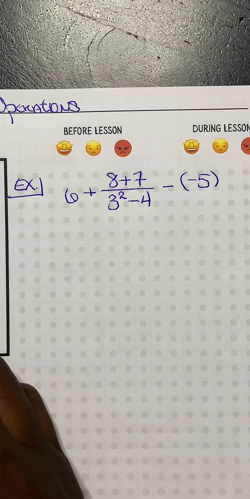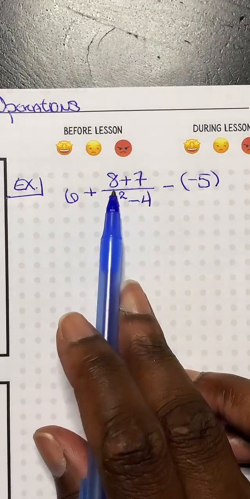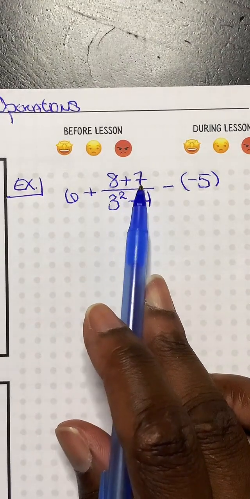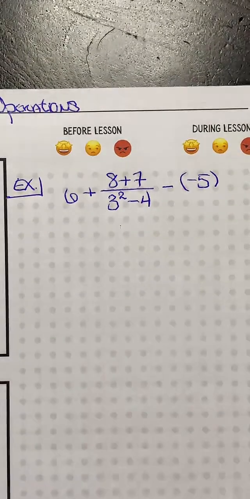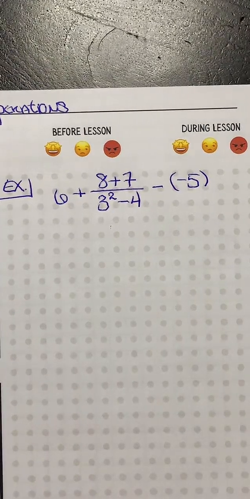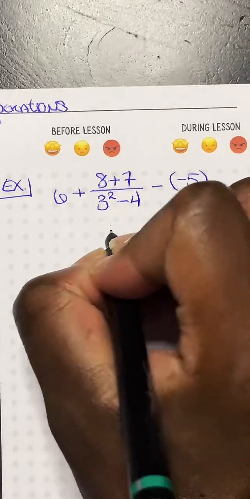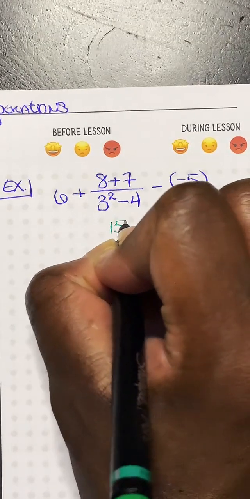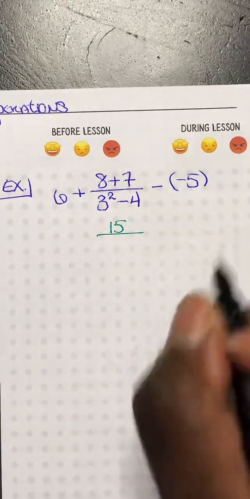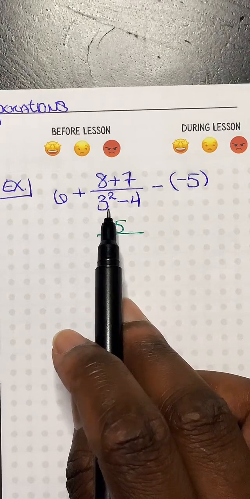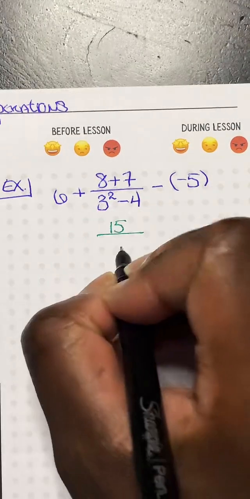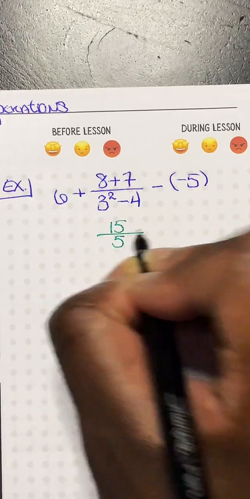So Remy, finish it out. Do what's inside that parenthesis. So we have 8 plus 7. That gives you your 15. Yes. Let me change colors here so you guys can see. So we have our 15 in the numerator. 3 squared gives me 9. 9 minus 4 gives me 5. That's in the denominator.